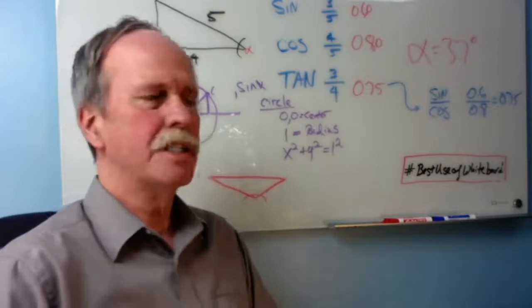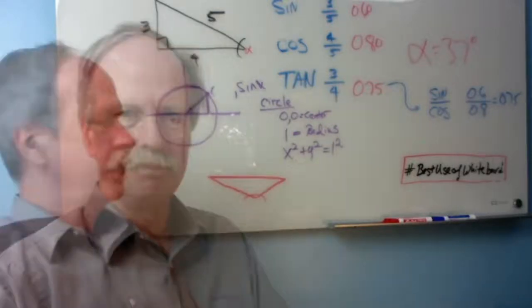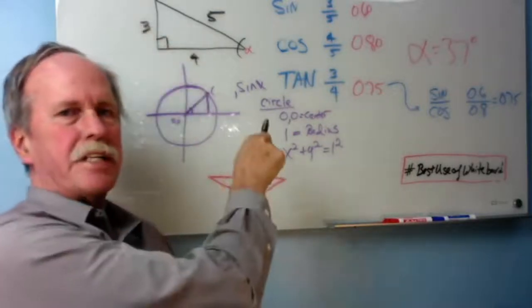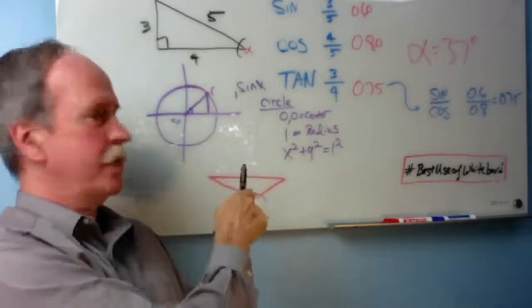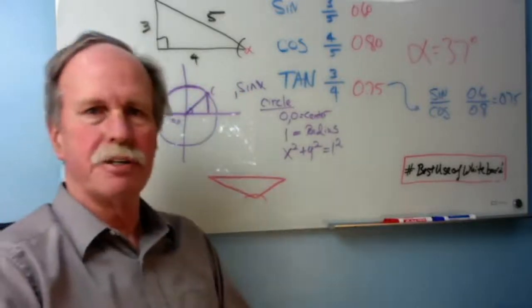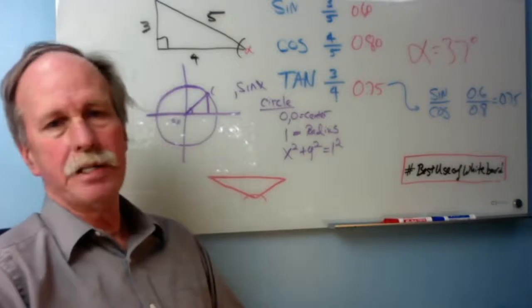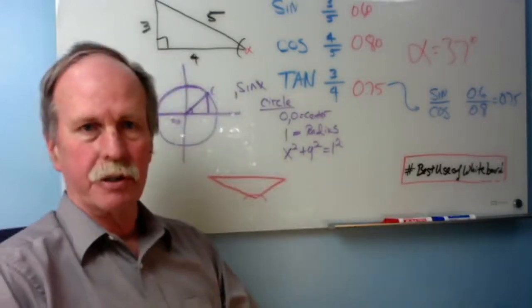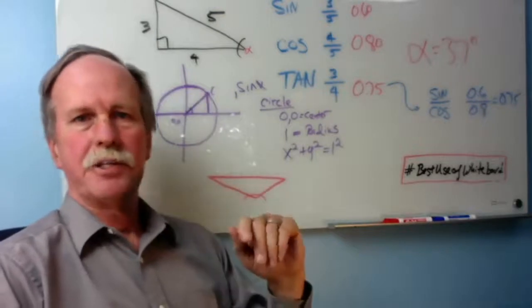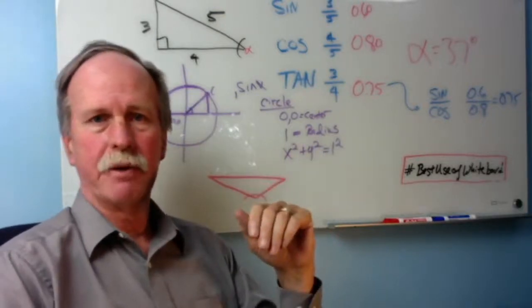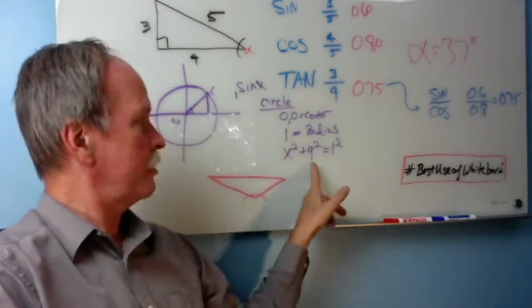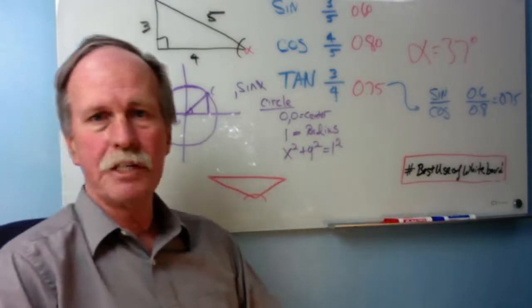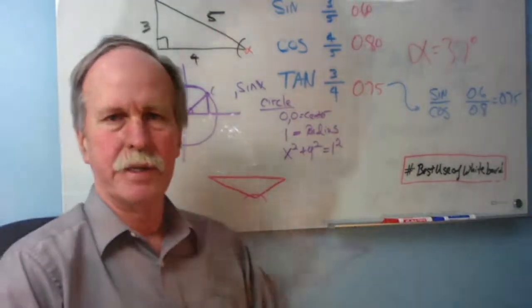All right, so let's introduce something called the unit circle. Now, the unit circle is on an x-axis and a y-axis, and it's centered at 0,0. Now, the radius of that circle is 1 unit. That's why they call it a unit circle. Now, the formula for that circle is our old friend, the Pythagorean theorem: x squared plus y squared equals 1 squared. That'll come in handy a little bit later.